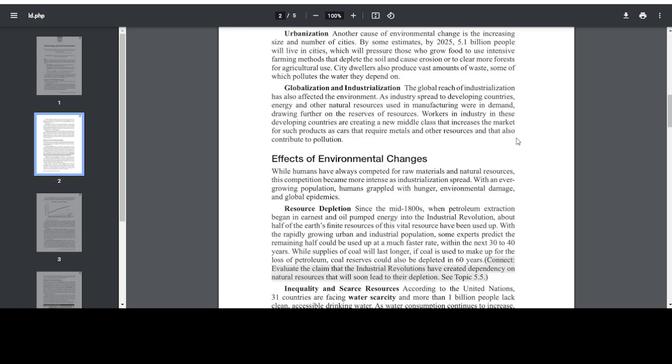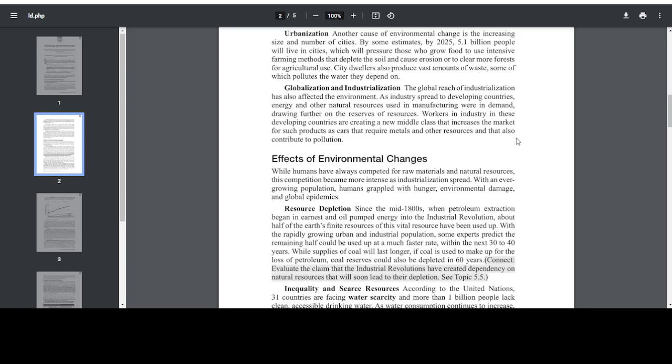Globalization and industrialization. The global reach of industrialization has also affected the environment. As industry spread to developing countries, energy and other natural resources used in manufacturing were in demand, drawing further on the reserves of resources. Workers in cities in these developing countries are creating a new middle class that increases the market for such products as cars that require metals and other resources that also contribute to pollution.